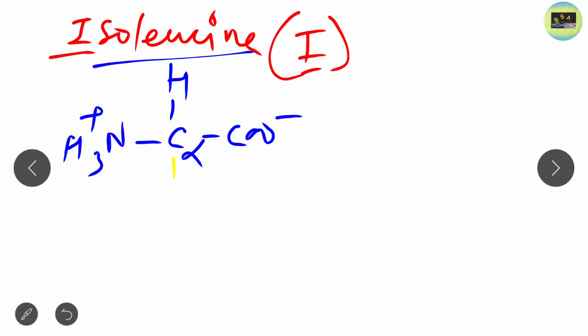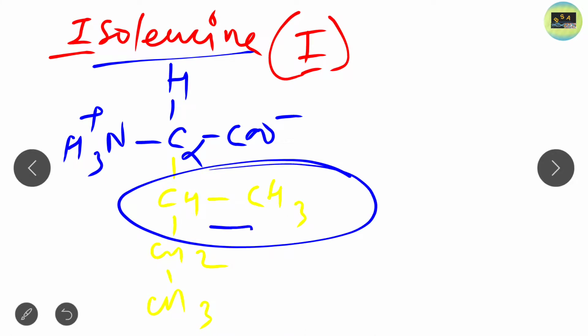See, just look at the structure. Here you have to put one CH like that of valine, and just put CH3. Clear? And just put CH2, CH3. So this is the structure of isoleucine. Like that of valine, you just put this and then CH2, CH3. This is the structure of isoleucine. Clear? Very simple structure. Okay, this is the side chain.